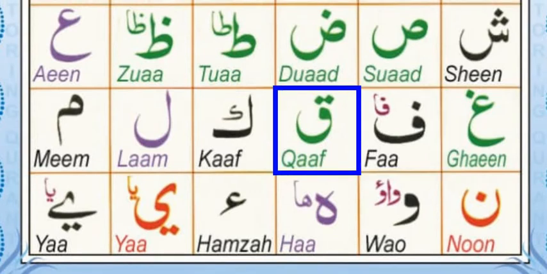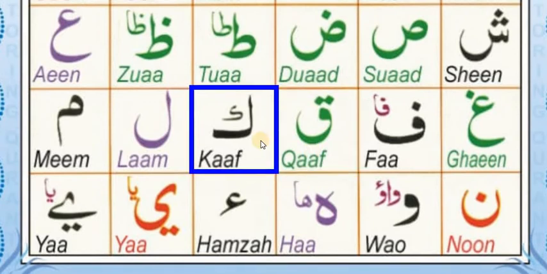Our next letter is Qaf. It has two dots at the top. Qaf is a heavy letter, so please read Qaf with full and heavy sound. Now please repeat after me. Qaf, Qaf, Qaf.